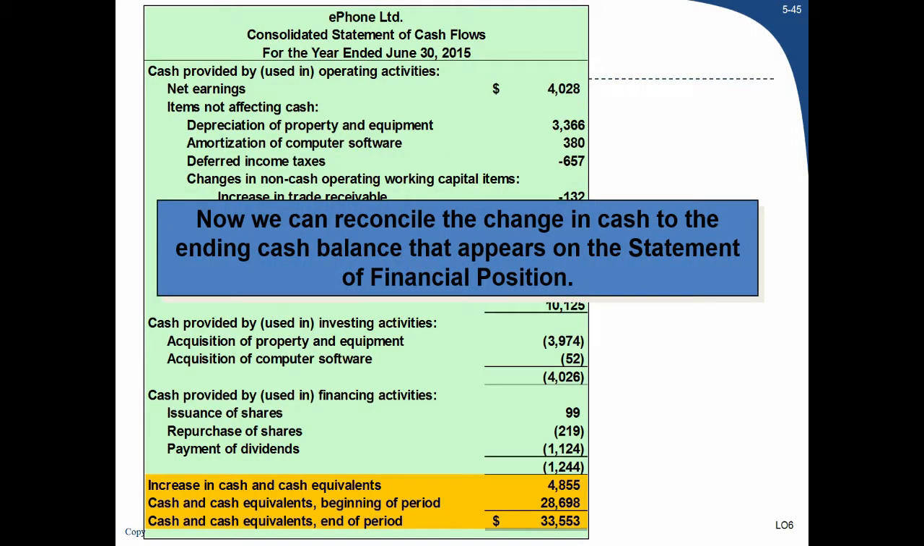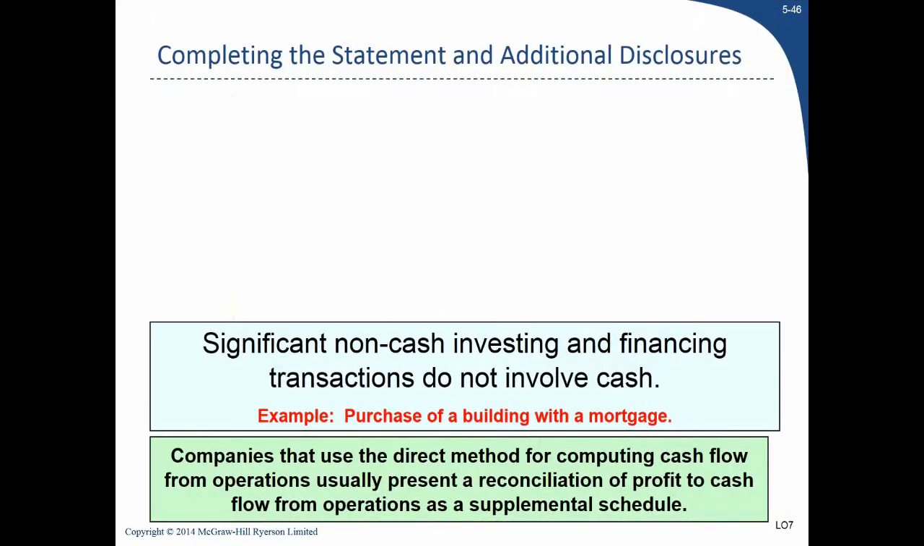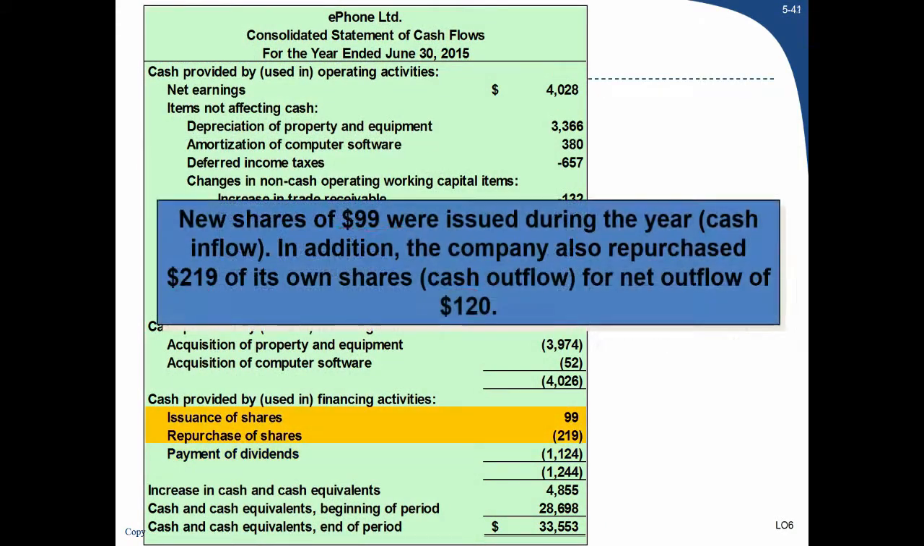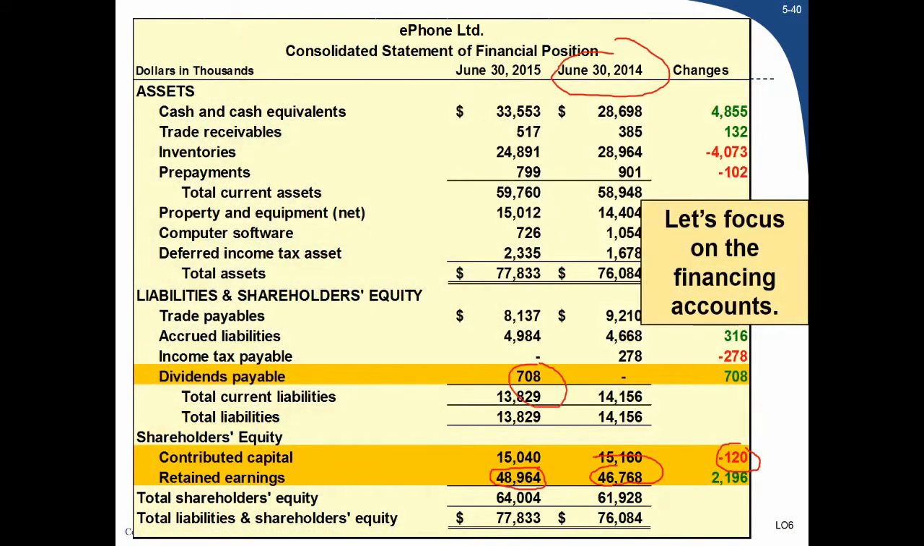Okay, so the last step here, notice how we have the three segments done, and we know the cash either provided by or used in the operating activities, the investing activities, and the financing activities. The last component is to reconcile to the ending cash balance on the statement of financial position. If we go back to the statement of financial position, we see that our cash balance is $33,553, and it was $28,698.